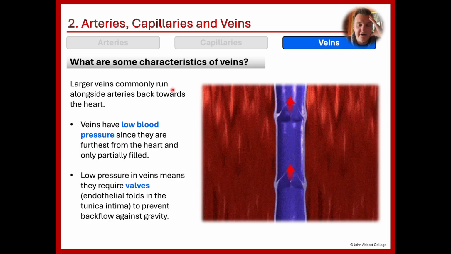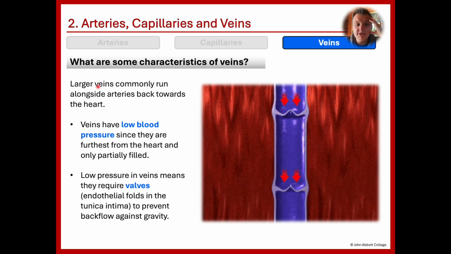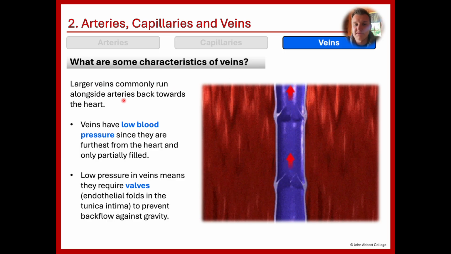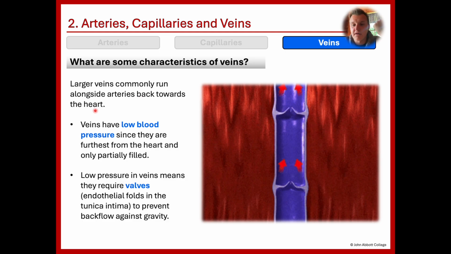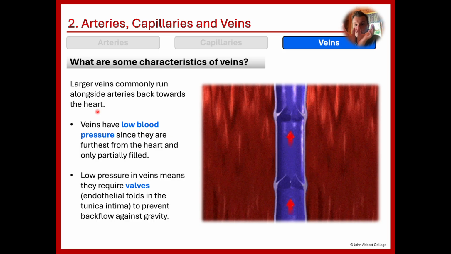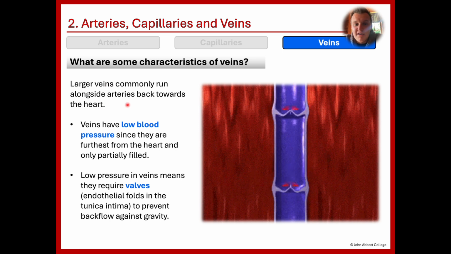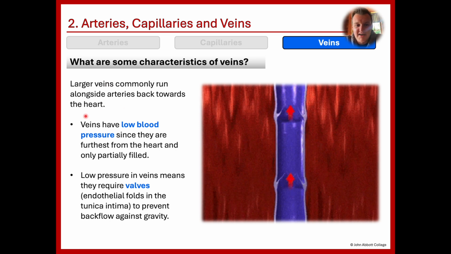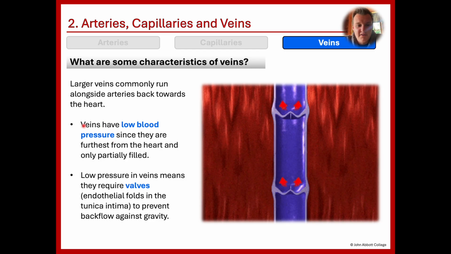So what are some characteristics of veins in general? Large veins commonly run alongside the arteries back towards the heart, right? So an artery will be going downwards to the capillary, and then the vein will come back along the side of the artery. They'll be kind of stuck to each other, but not connected, right? They'll run almost parallel, but in different directions from the heart.